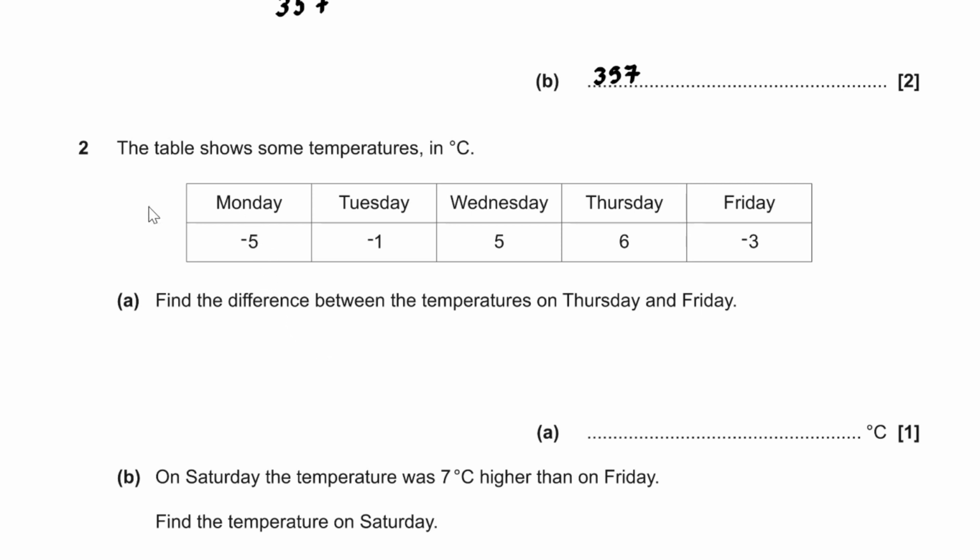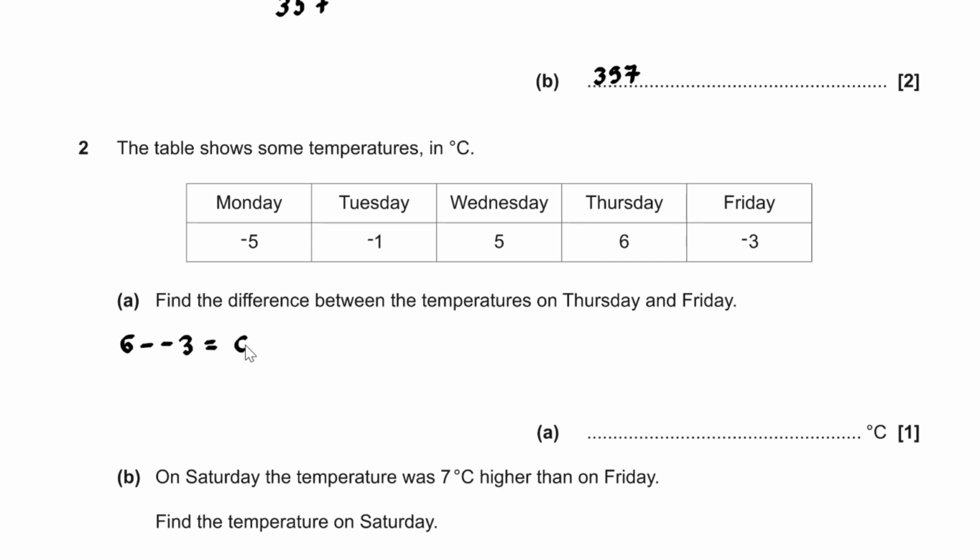Question number 2. The table shows some temperatures in degrees C. We've got Monday, Tuesday, Wednesday, Thursday and Friday and their associated temperatures. For part A, we have to find the difference between the temperatures on Thursday and Friday. Well, the difference will equal 6 take away negative 3.